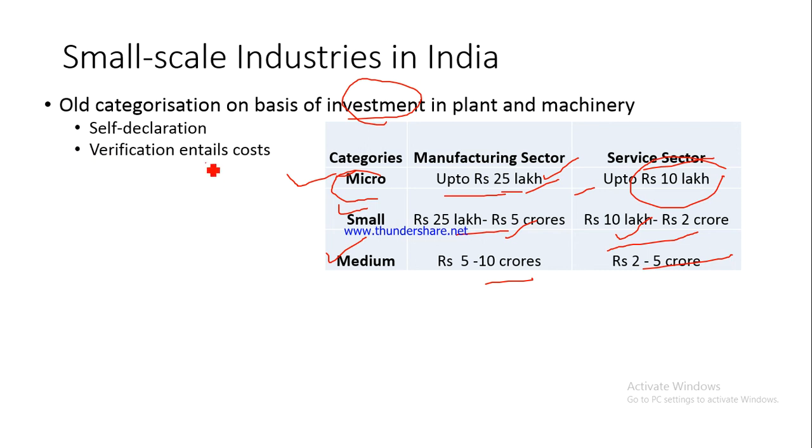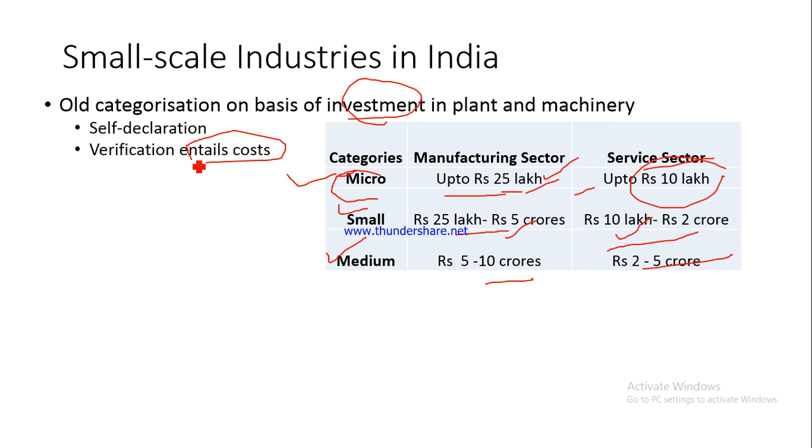Fine. So this system used to work earlier, but the verification used to entail a lot of cost. Now if the government wants to verify whether the owner who has claimed that he is running a manufacturing sector enterprise and he has purchased equipment worth rupees 20 lakh is stating the true facts or is lying, the government would have to conduct verification, and that verification used to be a very costly process. It used to require a lot of money to be spent by the government, the verification exercise.